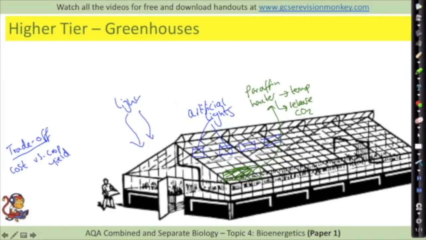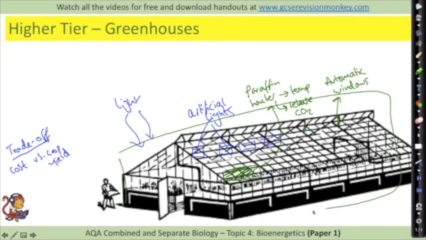You can also have windows like these at the top, this top layer here, that can automatically open and close to adjust the temperature to make sure that is optimal. And of course the fact that it is all in one enclosed building will also reduce the number of pests inside, and obviously that is an added benefit for you when you're trying to grow plants inside.